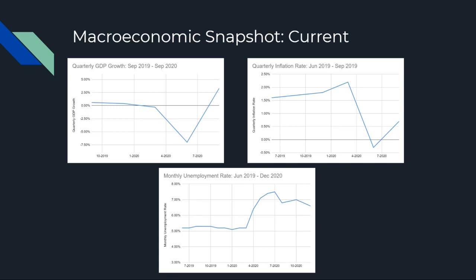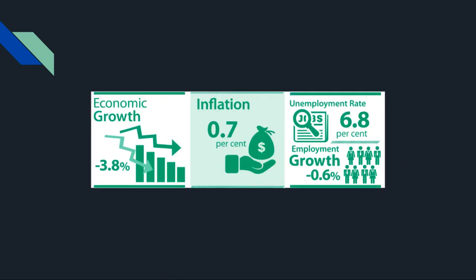As of the latest figures released by the Reserve Bank of Australia in September 2020, year-on-year GDP growth is currently at negative 3.8%, the inflation rate is 0.7%, and unemployment rate is 6.8%.